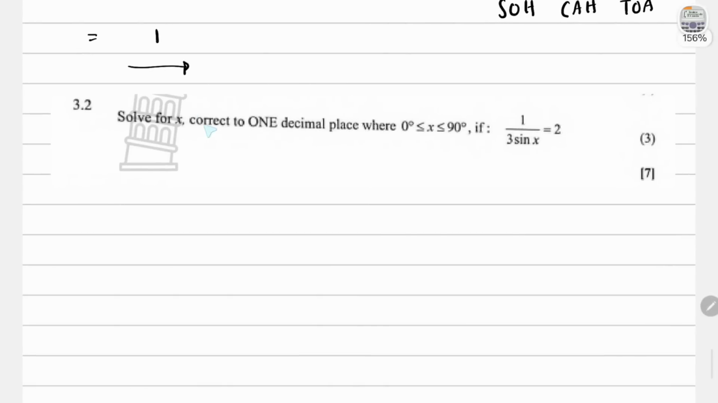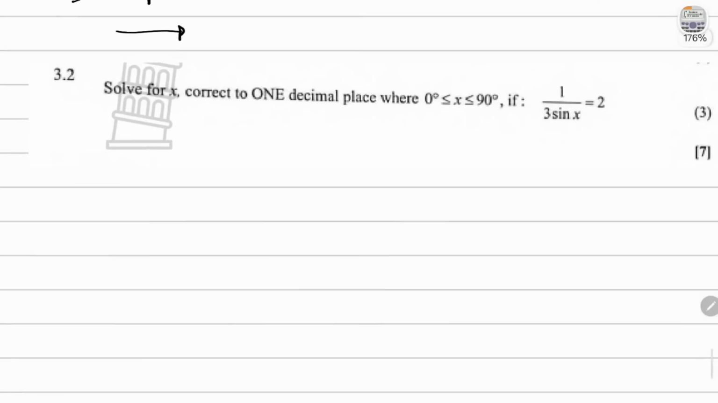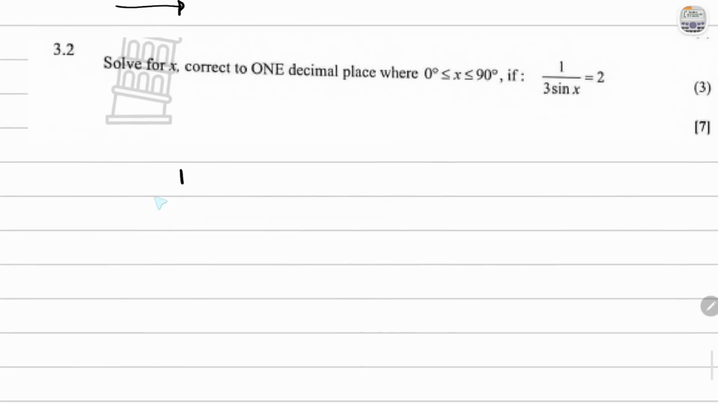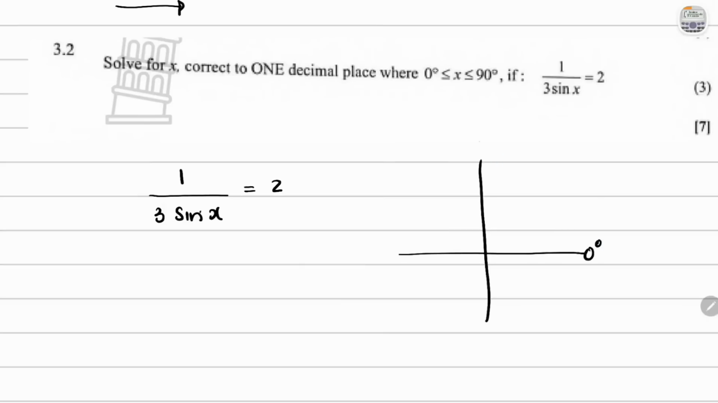Okay, the next question says solve for x correct to 1 decimal place, where x is greater than or equal to 0 degrees, but less than or equal to 90 degrees, if this is our equation that we have. So we just have to solve for x in this equation. 1 over 3 sine x is equal to 2. And you see what they give us on your Cartesian plane. This would lie between 0 degrees and 90 degrees. So you don't have to overthink which quadrant it lies in. It's just in the first quadrant.